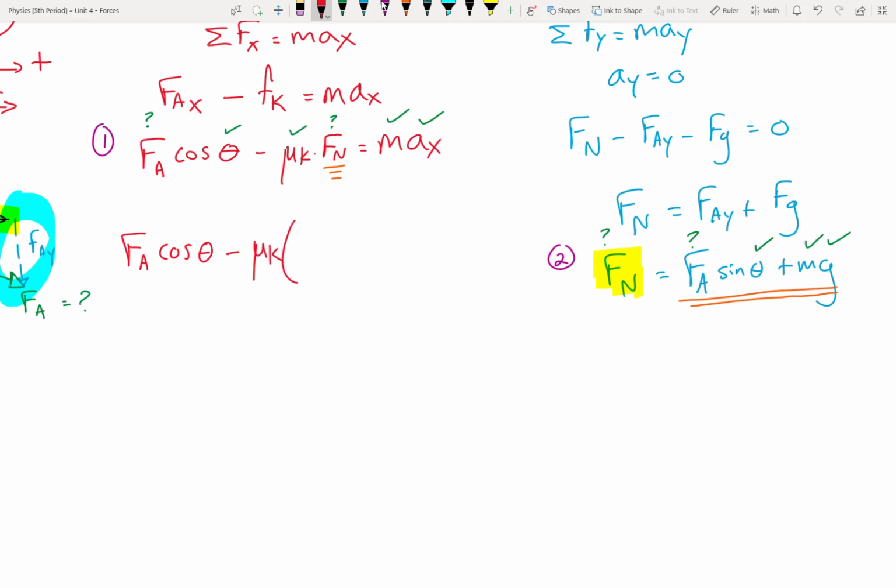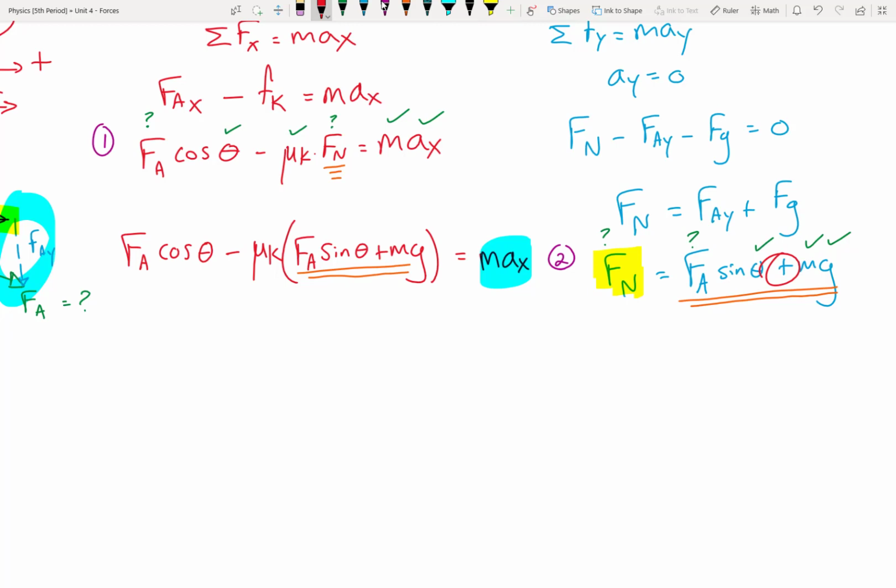And I'll open up my parentheses because I got this plus sign in there. Here's Fa sine theta plus mg, close parentheses, and that was my substitution for the normal force. We just put that in there just like we did in the previous part of the question, equals max. And you'll notice the thing that's different now is we've got, for one thing, this acceleration in the x direction because it's going to be speeding up to the right at 5 meters per second.